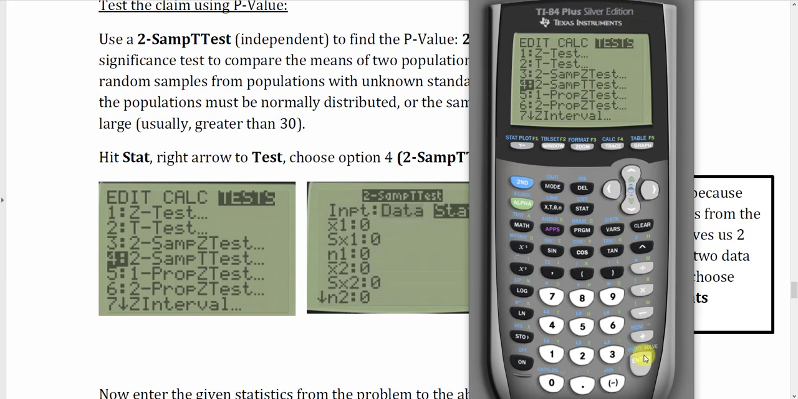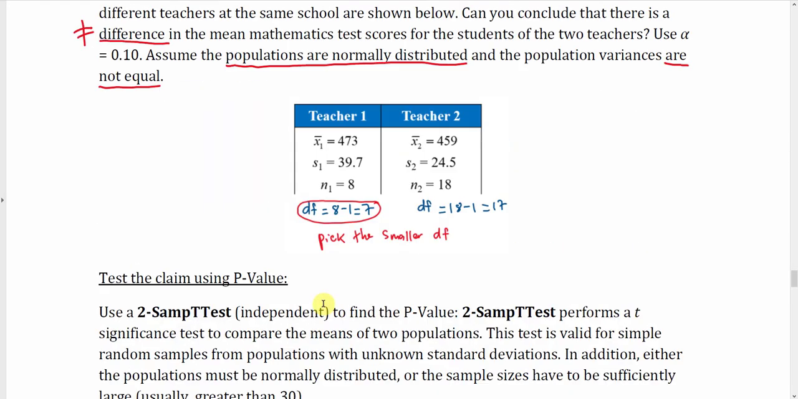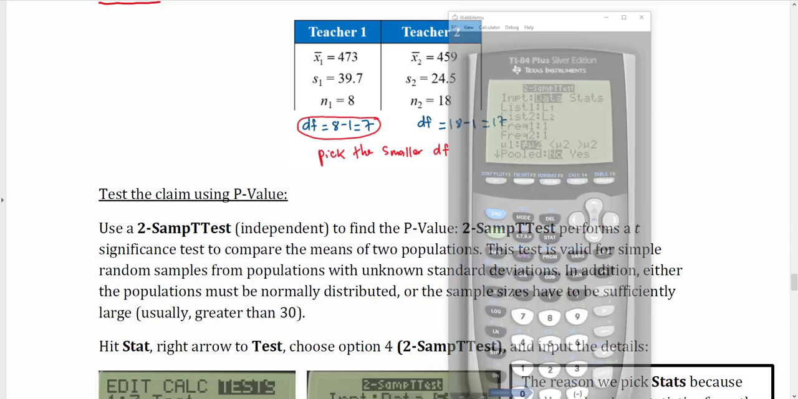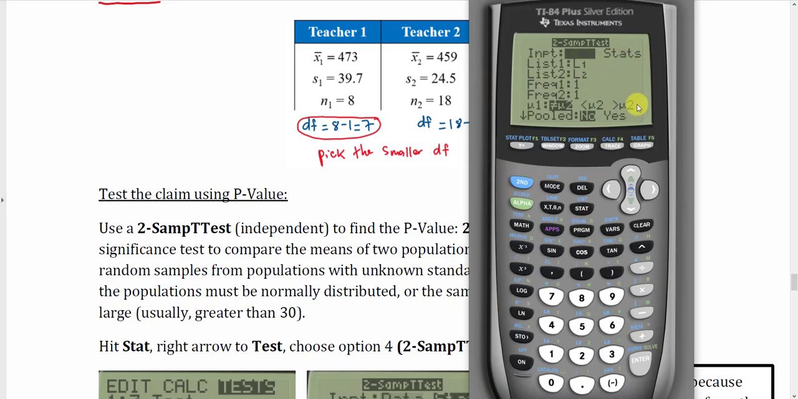Okay. So after you enter into that, in this case, we are given the stats, so you don't have to compute all the data. We are not given the data. We are given the sample statistics. So you have to pick the stats option, and then just go ahead and enter x1 bar, s1, n1, x2 bar, and so on.